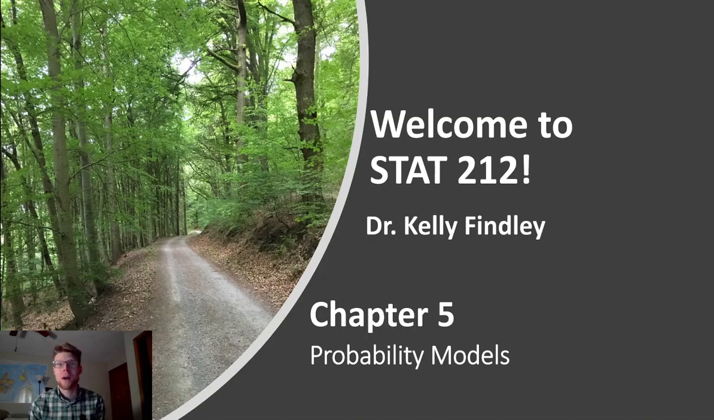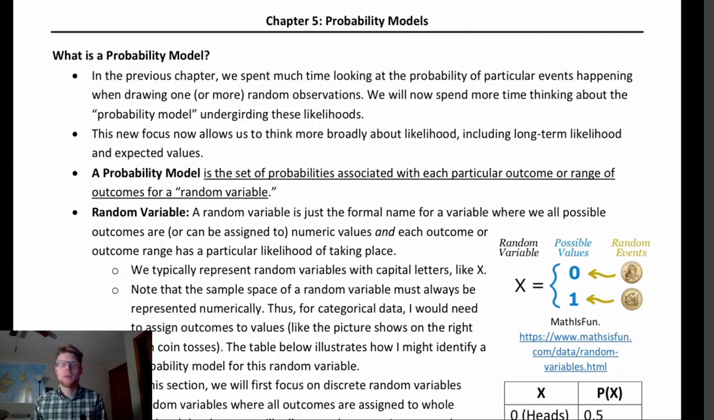So a probability model is just a way to organize an event, or maybe not an event, but a set of possible outcomes and looking at the probability of each of those possible outcomes. So this helps us think a little bit more about long-term probability and long-term likelihood.